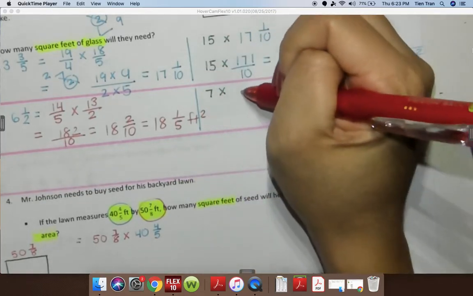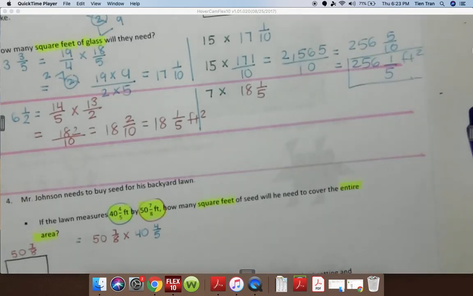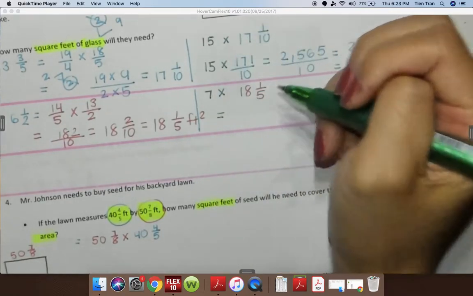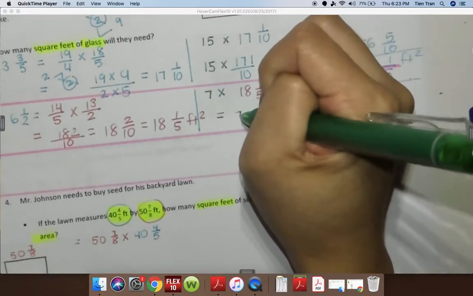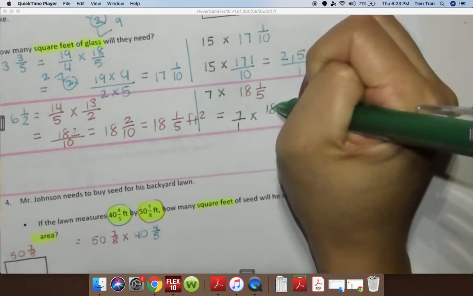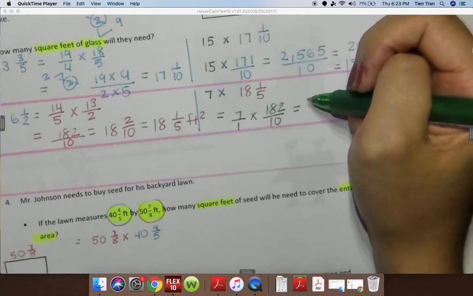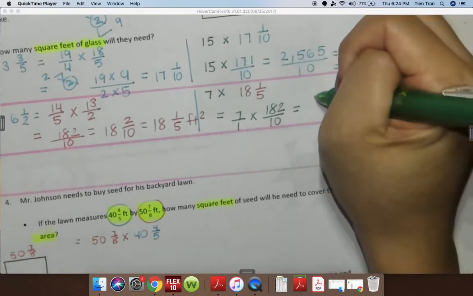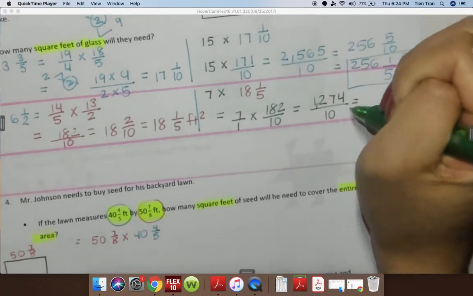So with that number, 18 and 1/5 feet squared, I'm going to multiply my numbers to figure out my final answer. So 5 times 3 plus 1, I got that previously, which is 7 over 1 times 182 over 10. So that's going to give me 7 times 182 is going to give me 1,274, and I'm dividing it by 10.